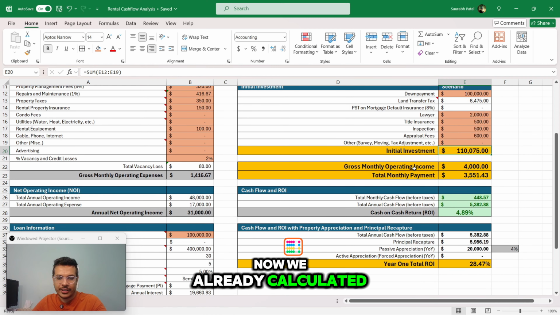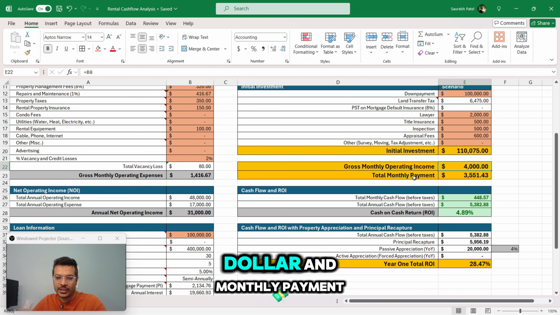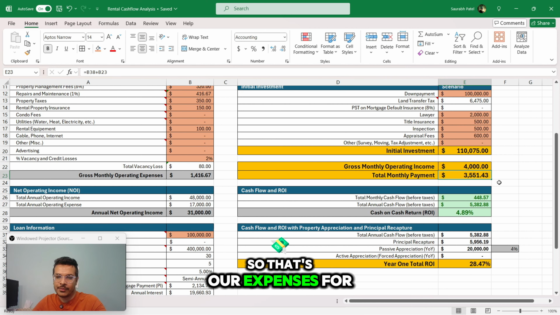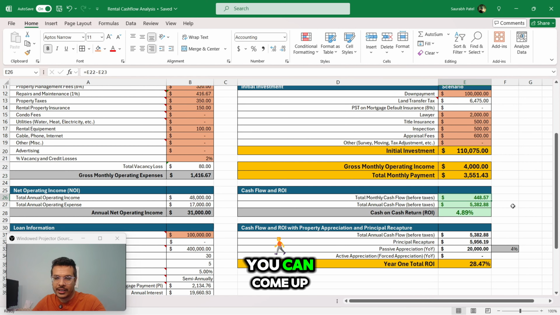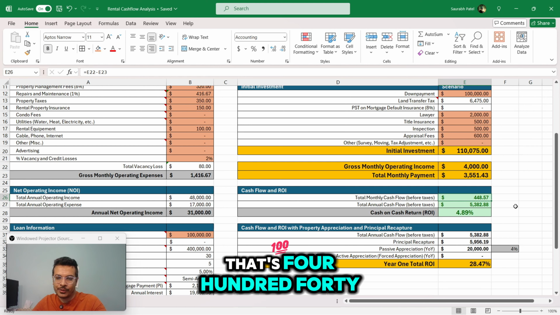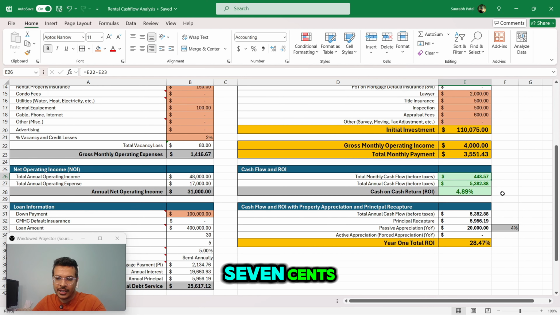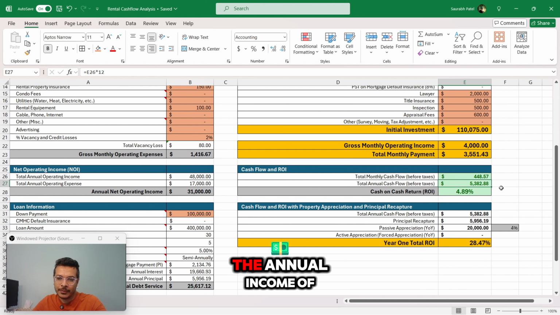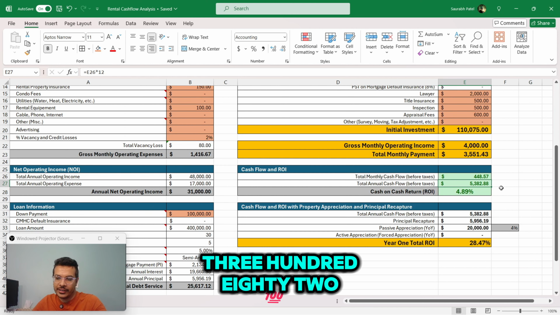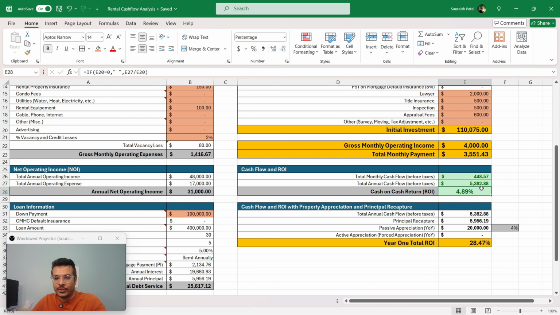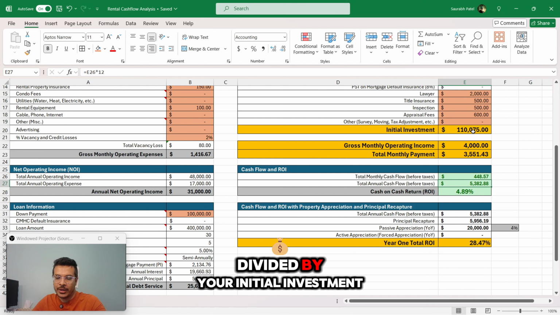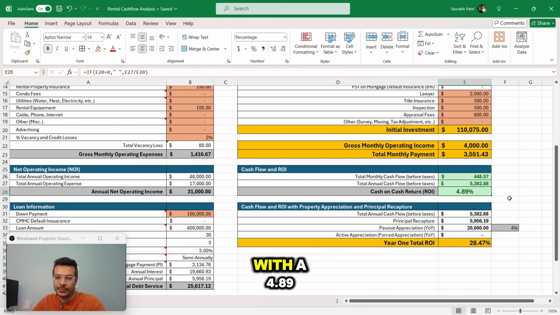Now we already calculated the monthly operating income, that's $4,000, and the monthly payment, so that's our expenses, $3,551.43. If you subtract those, you can come up with the monthly cash flow amount, that is how much cash you are making from that property. That's $448.57. And if you multiply it by 12, you get the annual income of $5,382.88. From that, you can now calculate the cash on cash return. This is basically your total annual cash flow divided by your initial investment, and it comes to 4.89.